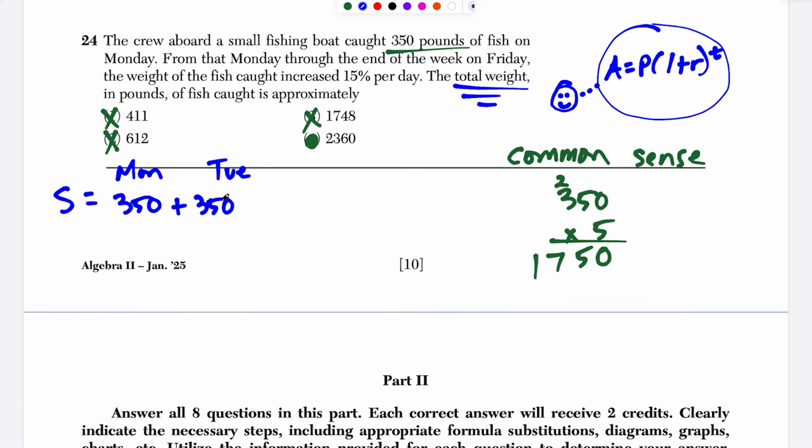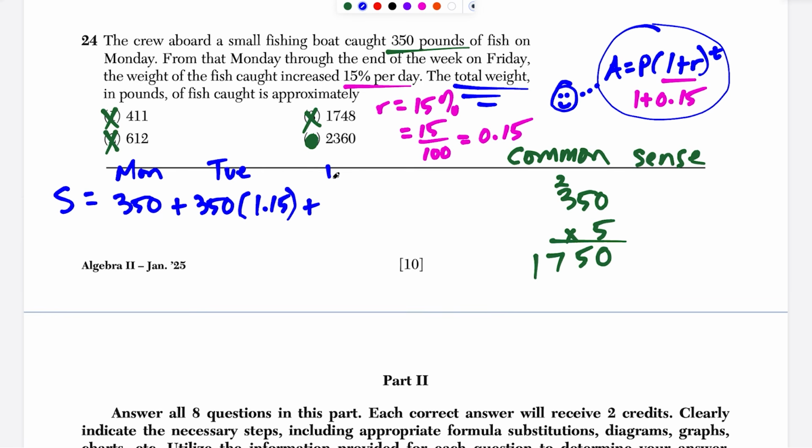Well, on the next day, if we look at the rate, r is 15%. As a decimal, this is 15 over 100, which turns into 0.15. So the 1 plus r part is going to work out to 1.15. So on Tuesday, the crew caught 350 times 1.15. But then on Wednesday, they caught 350 times 1.15 times another 1.15, which would bump this up to 1.15 to the second.